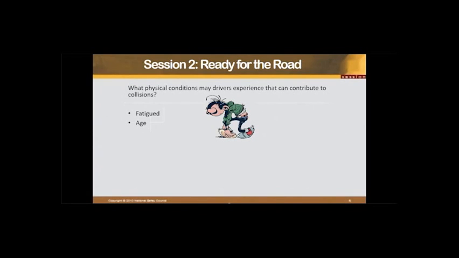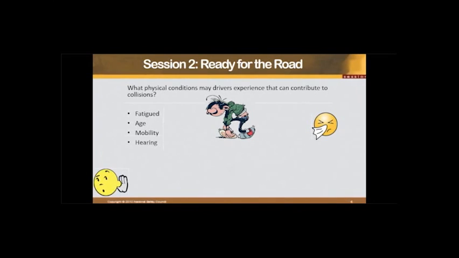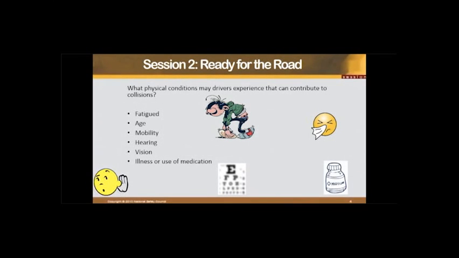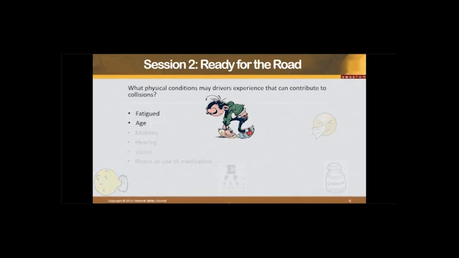Some examples are age, mobility, hearing, and vision. How about if they're ill or taking medicine, or if they're fatigued or drowsy? Okay, let's talk about defensive driving techniques for each of these conditions, beginning with age. We all make assumptions about the characteristics of young versus old. The fact is that age affects everyone differently.